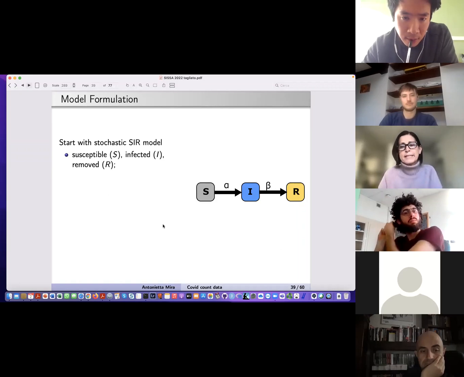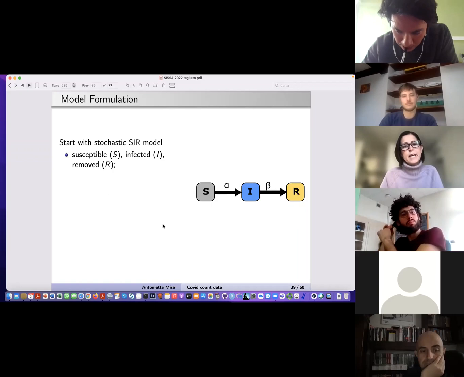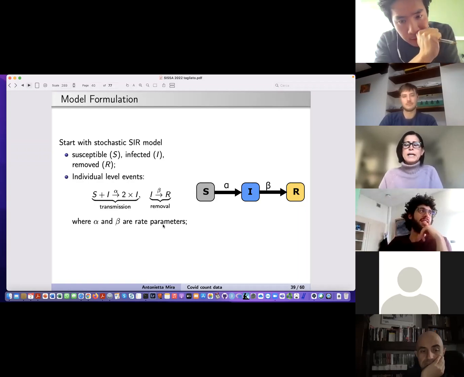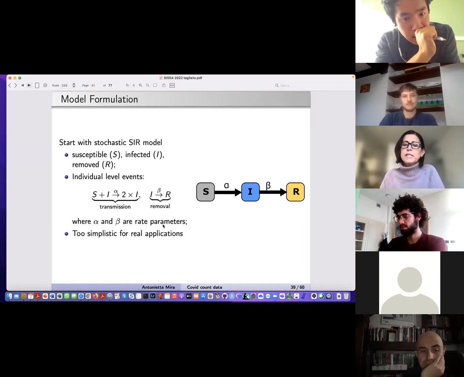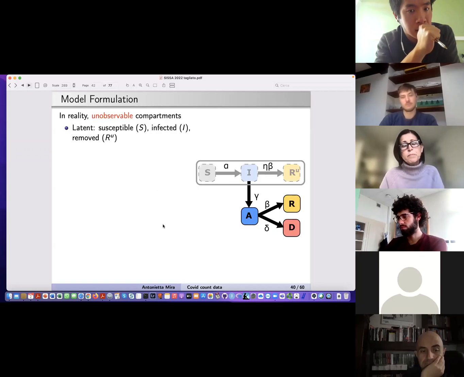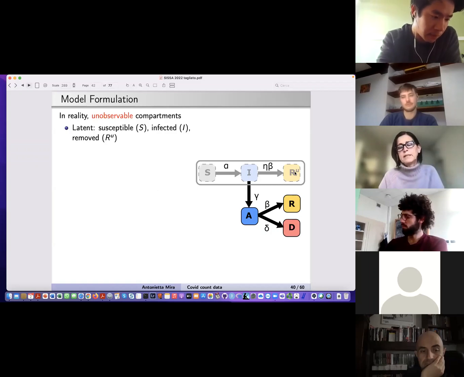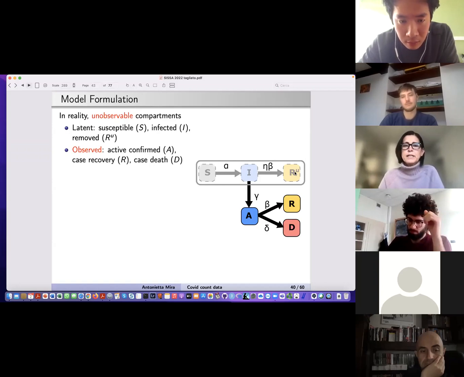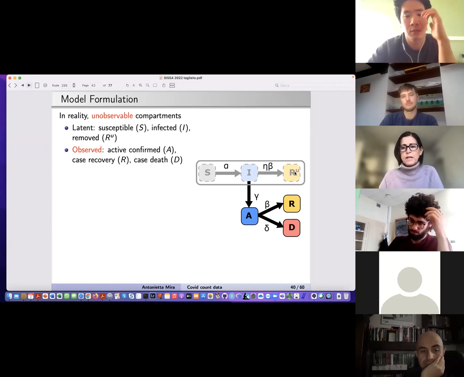So this is a more epidemiological type of model. So we have 3 categories: susceptible, infected, and removed. And we have a transmission rate alpha and a removal rate beta. Now, this is a standard epidemiological model, but we all know that it is too simplistic for explaining the COVID-19 pandemic. So what we did is we modified it. First of all, S, I, and R are unobservable compartments. So the susceptible, the infected, and R_U, the unobserved removed. Here removed means both recovered or deceased. We assume that those are unobserved categories. On the other hand, what we observed are the active confirmed, the positive cases, the recovered cases, and the deceased cases. So those are the observed categories.